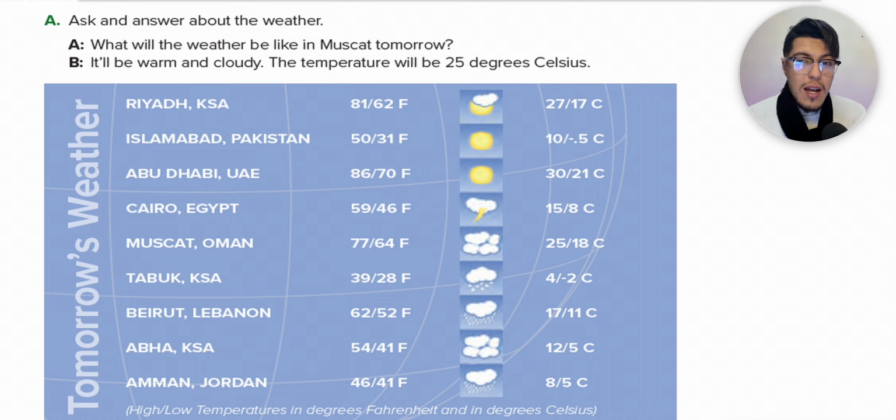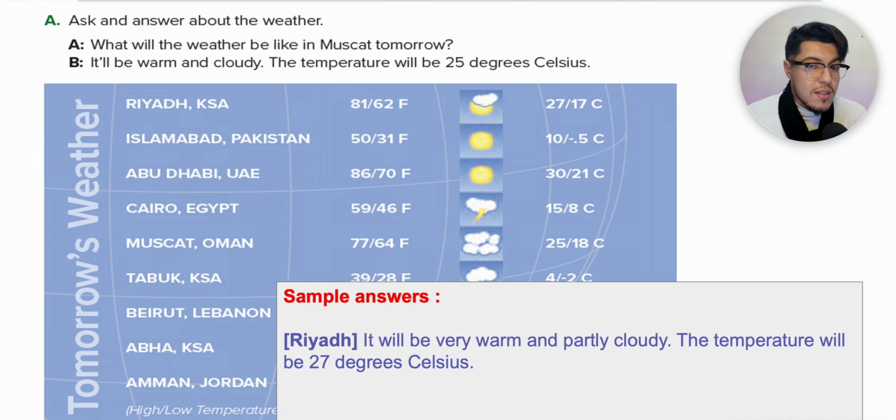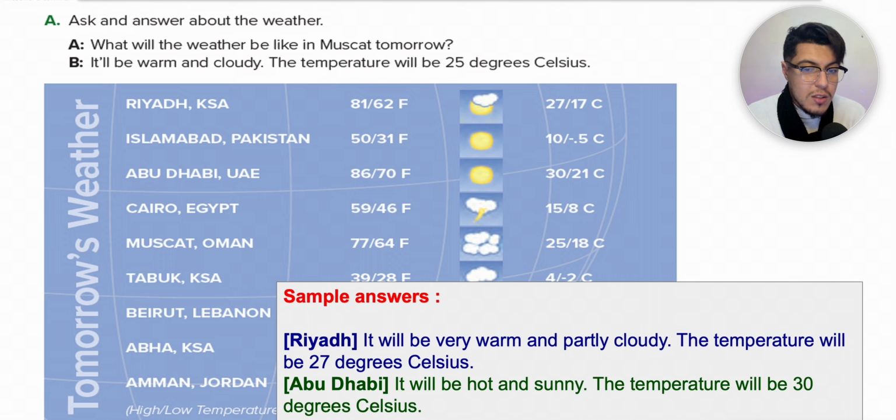I want you to ask some questions and answer them about the following capitals and tomorrow's weather. So make a sample like that. When it comes to Riyadh, it will be very warm and partly cloudy. The temperature will be 27 degrees. For Abu Dhabi, it will be hot and sunny. The temperature will be 30 degrees.